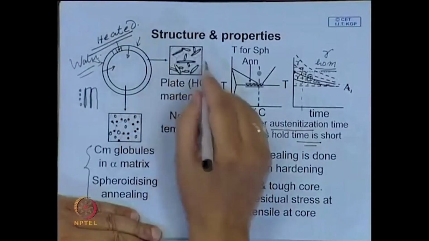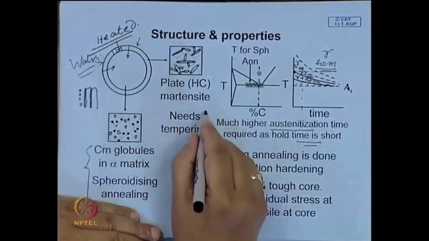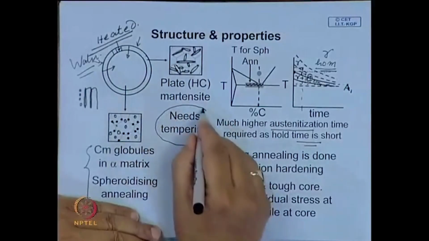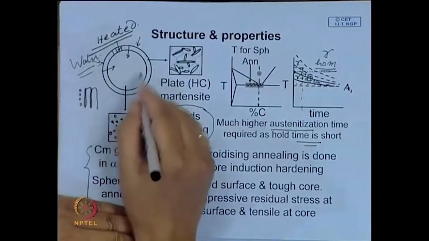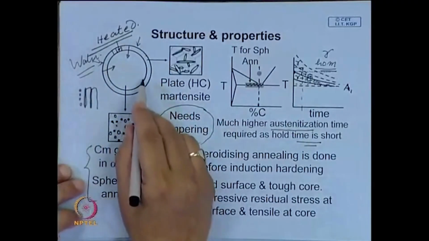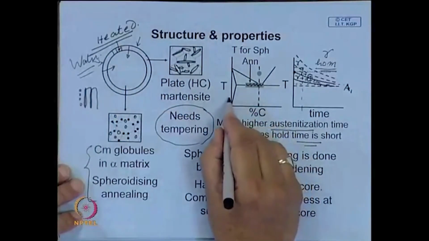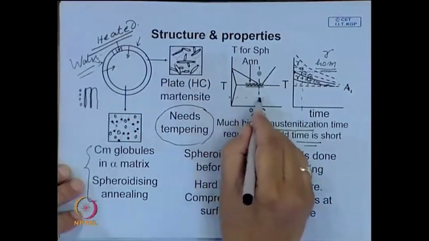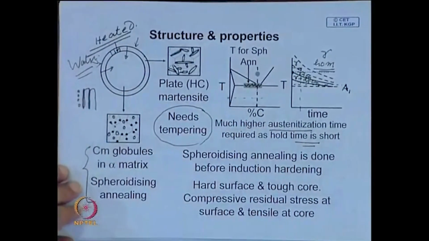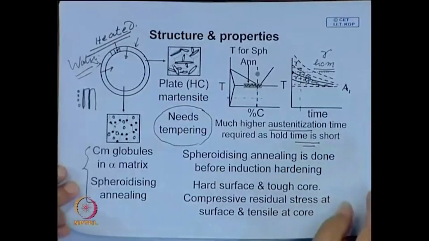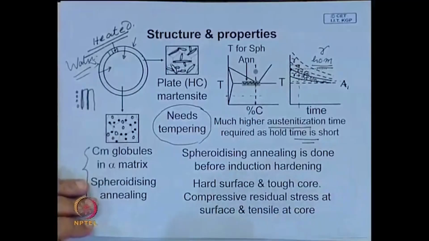And since this is plate martensite and an unstable microstructure, it needs a little bit of tempering. In fact, it can be automated after you quench: the same heating coil can also be used to heat the surface, but this time you heat it to a lower range, and you can give the tempering. So, this is very highly automated and easy, and can be easily implemented in mass production.